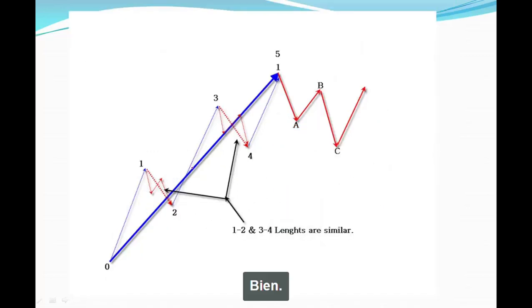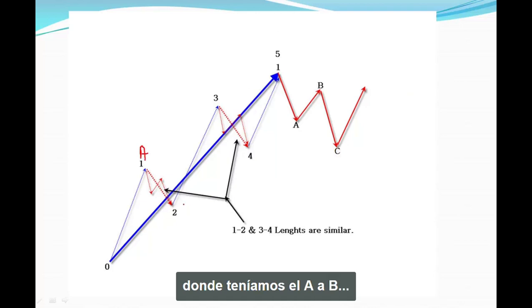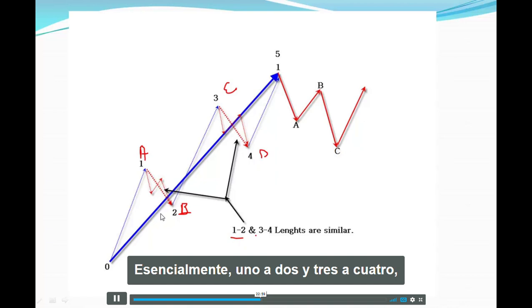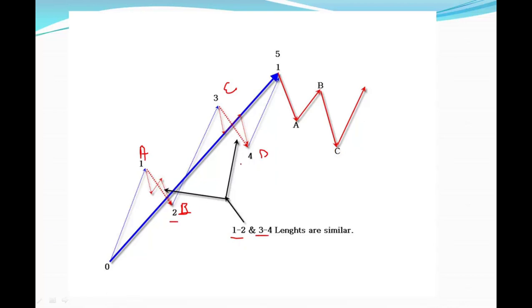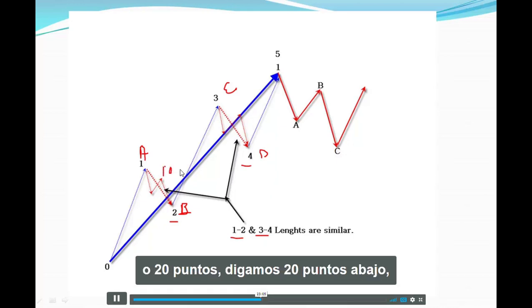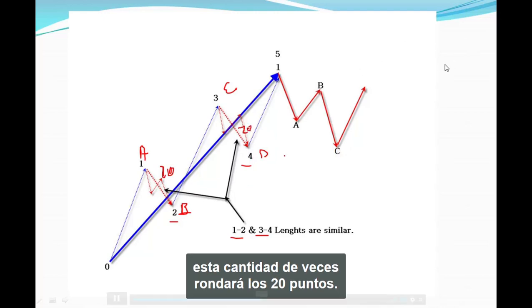Okay, now remember what we talked about in a prior class where we had the A to B, C to D, okay? Essentially 1 to 2 and 3 to 4 are typically similar. So if this is 20 points down, this many times will be around 20 points also, give or take.